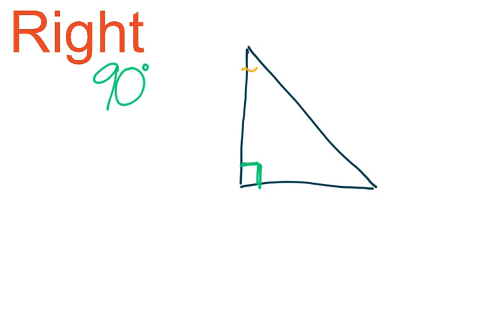Now notice there are two acute angles in here, but we are not calling this a right acute or an acute triangle. Because it has this one 90-degree angle, we are calling this triangle a right triangle.